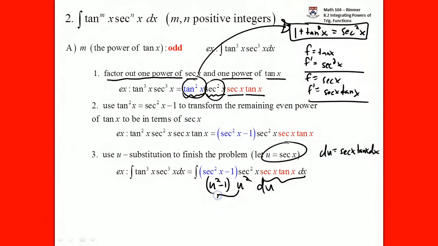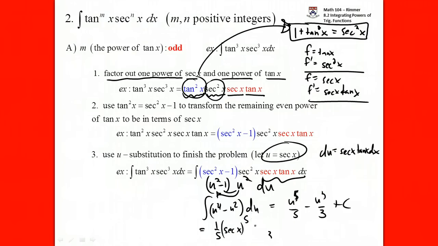Distribute this guy across, and you got a nice polynomial in u. U fourth minus u squared. Integrate that all day long. U fifth over 5, u cubed over 3. You're done. Go back in and trade it in for what u was. What was u? Secant. A fifth of secant x to the fifth, a third of secant x to the third plus C, and you're done.